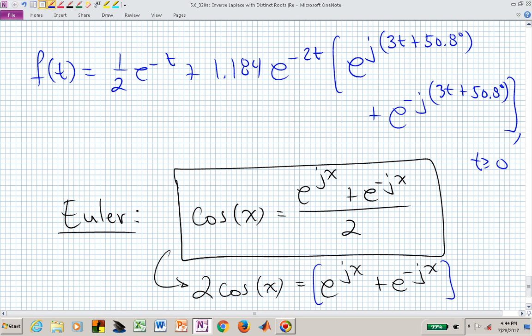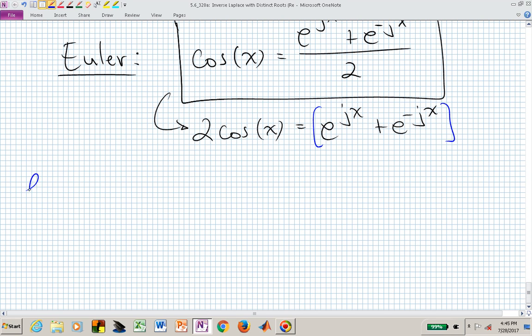You could write that 50.8 in radians. You would have to do that because 3 is in radians per second. You can't add and subtract those without converting one or the other to radians or degrees, but it's convention to have the first piece as 3t, or omega t, plus an angle in degrees. But in calculating that with your calculator, you would definitely need to make sure that you had consistent units in that argument that I'm now labeling as x.